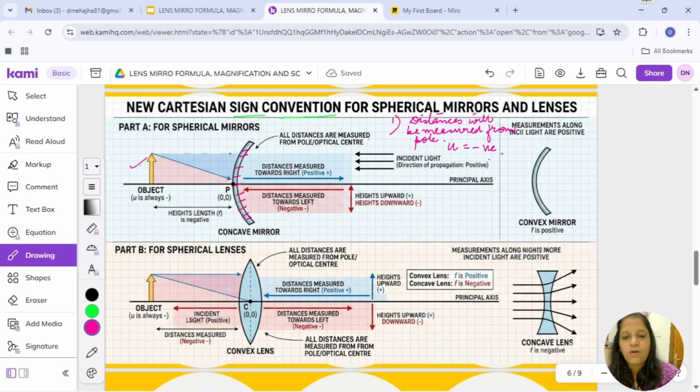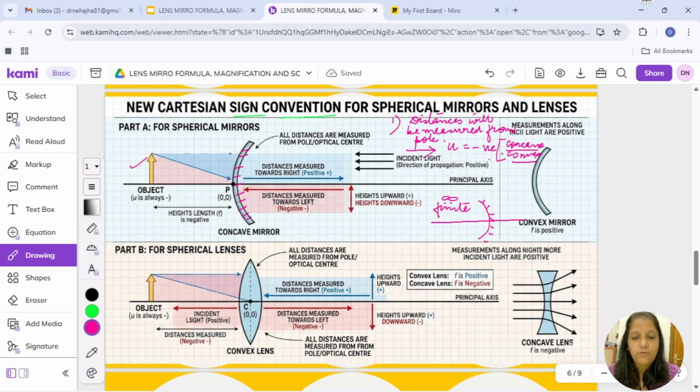In the case of convex mirror, the placement of your object is either at infinity or at a finite distance. Then also the u will be negative. That means u will be negative for both the mirrors, for concave as well as convex.